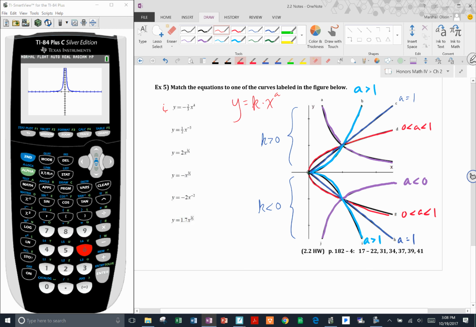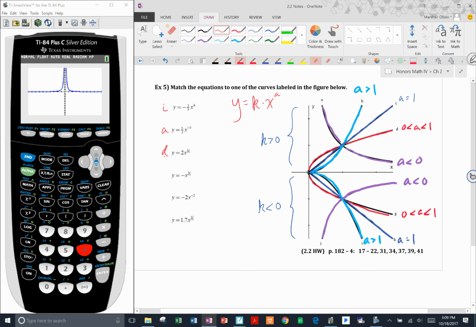The next one is positive, so I know I'm looking up in the first quadrant. X to the negative fifth means I'm going to have some sort of reciprocal graph, so I'm dealing with curve A, because, oops, I didn't write it up here, A is less than 0 for that one. All right, 2x to the 1/4, it's positive. X to the 1/4 is a fourth root graph, so it's going to look like the red one that we have up in that first quadrant.